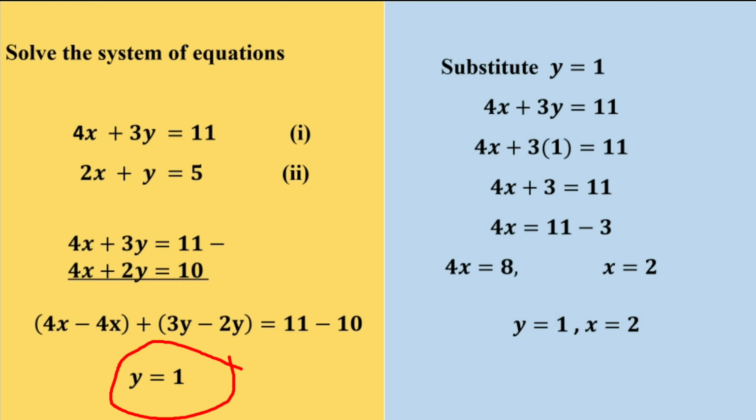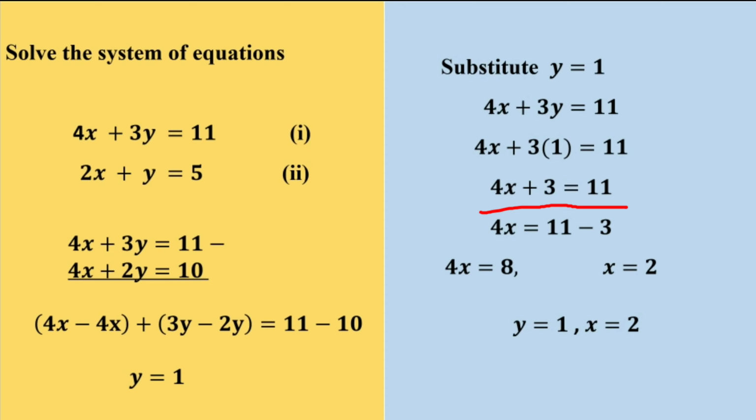Then substituting the value of y is equal to 1 into any one of the original equations to deduce the value of x. So for example, we are substituting the value of y is equal to 1 into equation 1, that is 4x plus 3y is equal to 11. Putting y is equal to 1, the equation will become 4x plus 3 into y. Instead of y, we will put 1. So 4x plus 3 into 1, that is 3, is equal to 11.